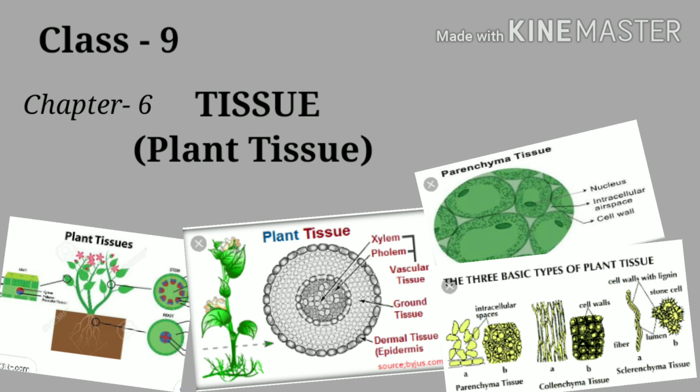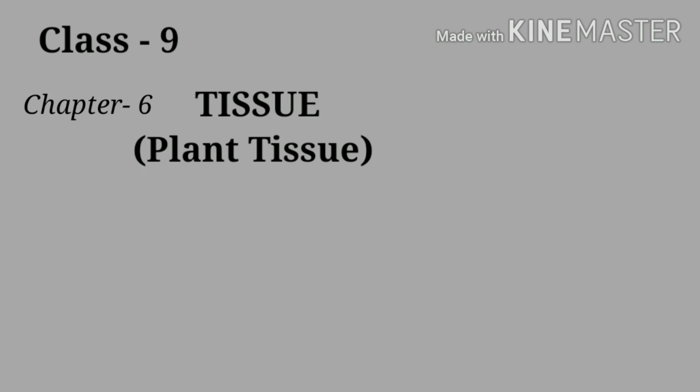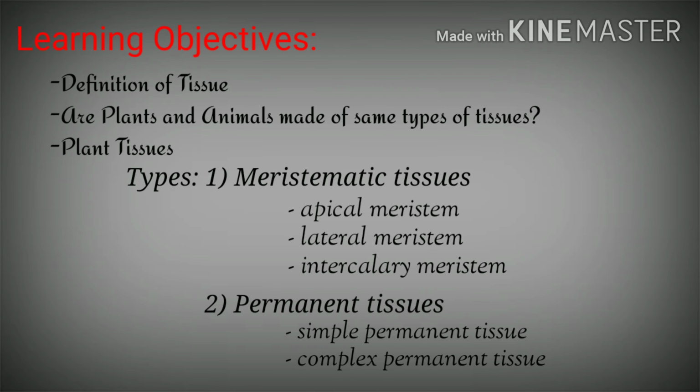Hello students, in today's video lesson, I will be explaining class 9 chapter 6, tissue, plant tissue. The learning objectives of this video are the definition of tissue, are plants and animals made of the same types of tissues, plant tissues, and the two types of plant tissues, meristematic tissues and permanent tissues.